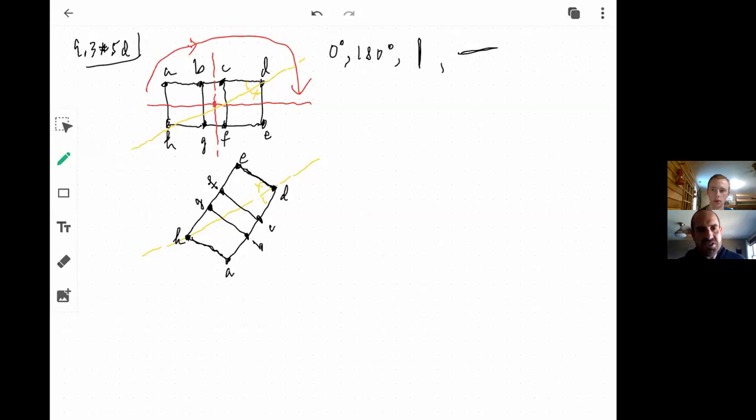Or where else could A go? To H. That's what I get when I do the horizontal axis flip. Or where could A go? Could it go to E? Yeah, E. And that comes from just doing a 180-degree rotation. So the fact that we've accounted for every possible destination for vertex A is starting to convince me that we have them all. Does that make sense? Okay.